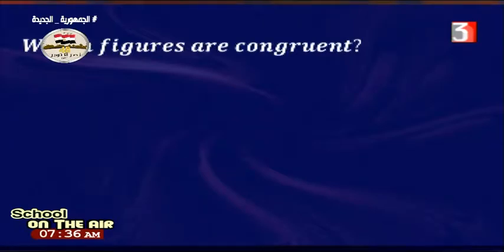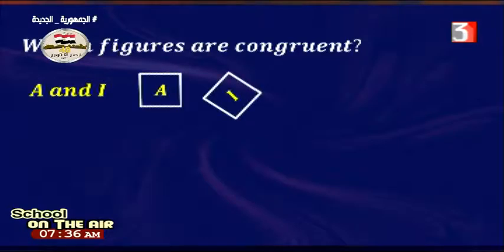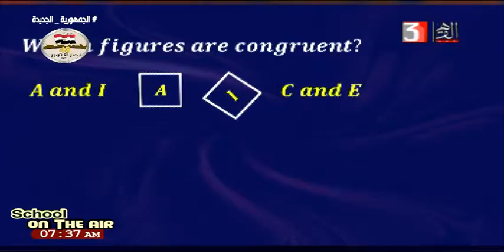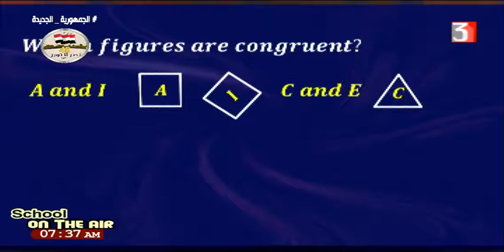Yes, of course, A and I are congruent, which look like that. Why are they congruent? What's the meaning of the word congruent? Do you remember? Congruent means that they are exactly the same in the shape and in the size. Are these two figures the only two congruent figures? No, of course not. There are two other congruent figures. What are they? Yes, they are C and E, which look like two triangles. One is upside down and the other is right.